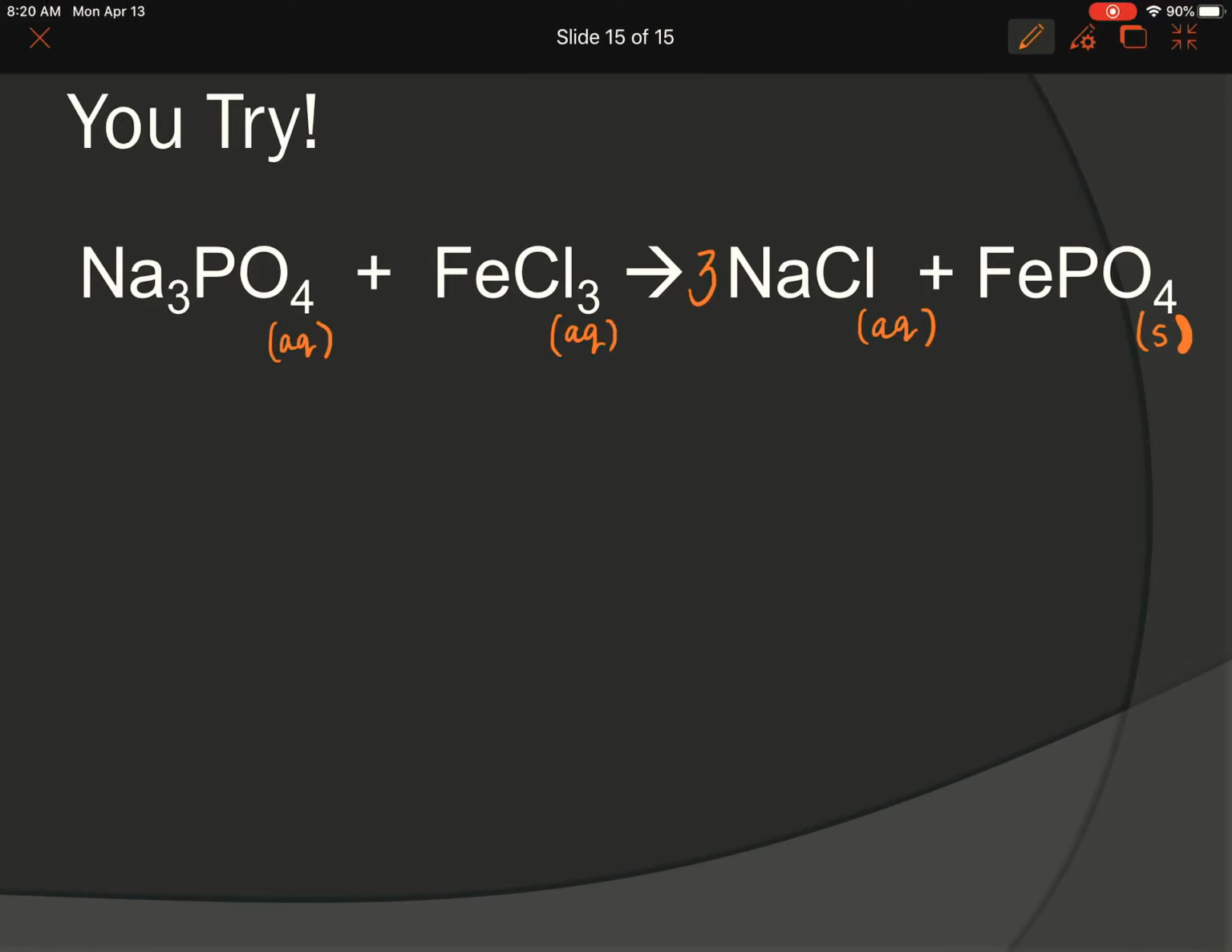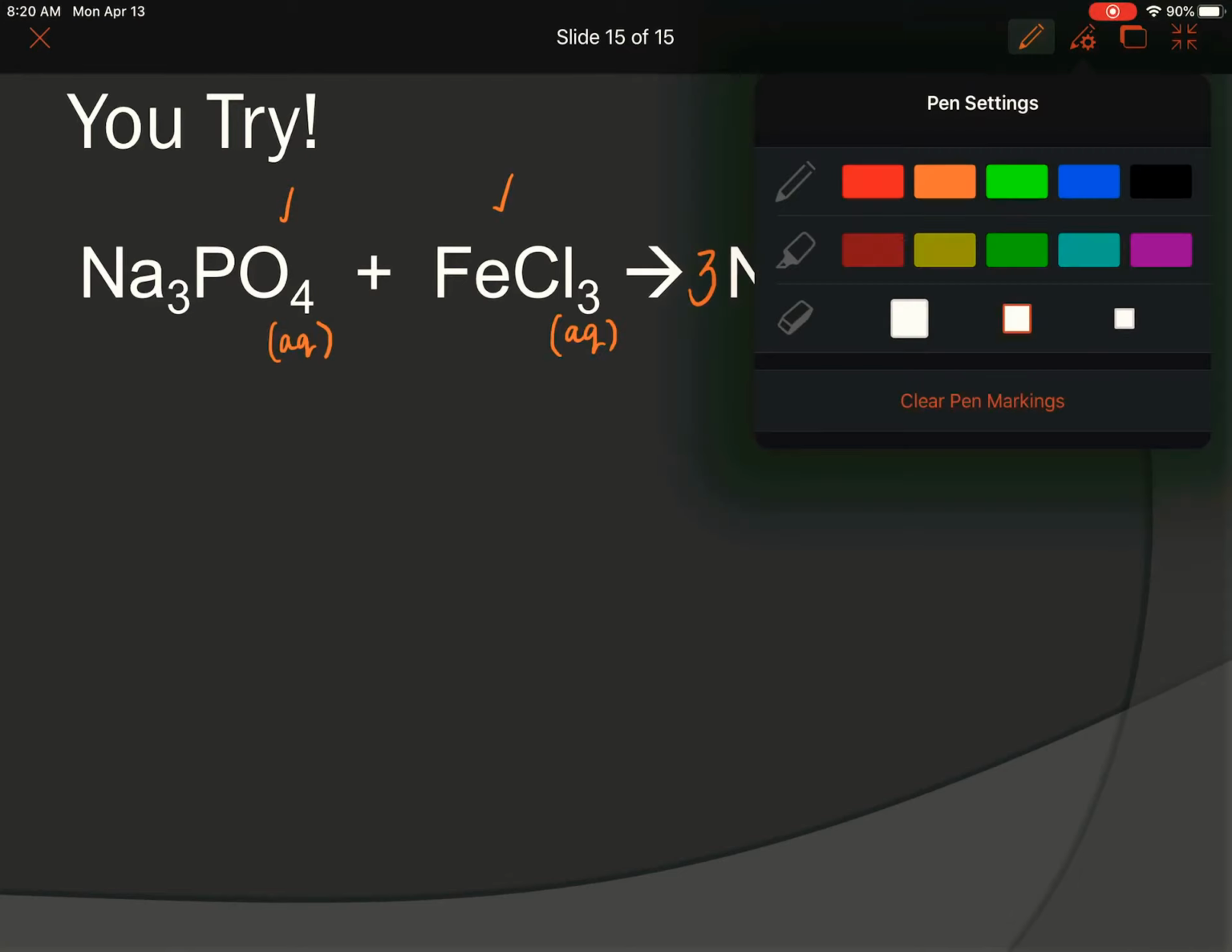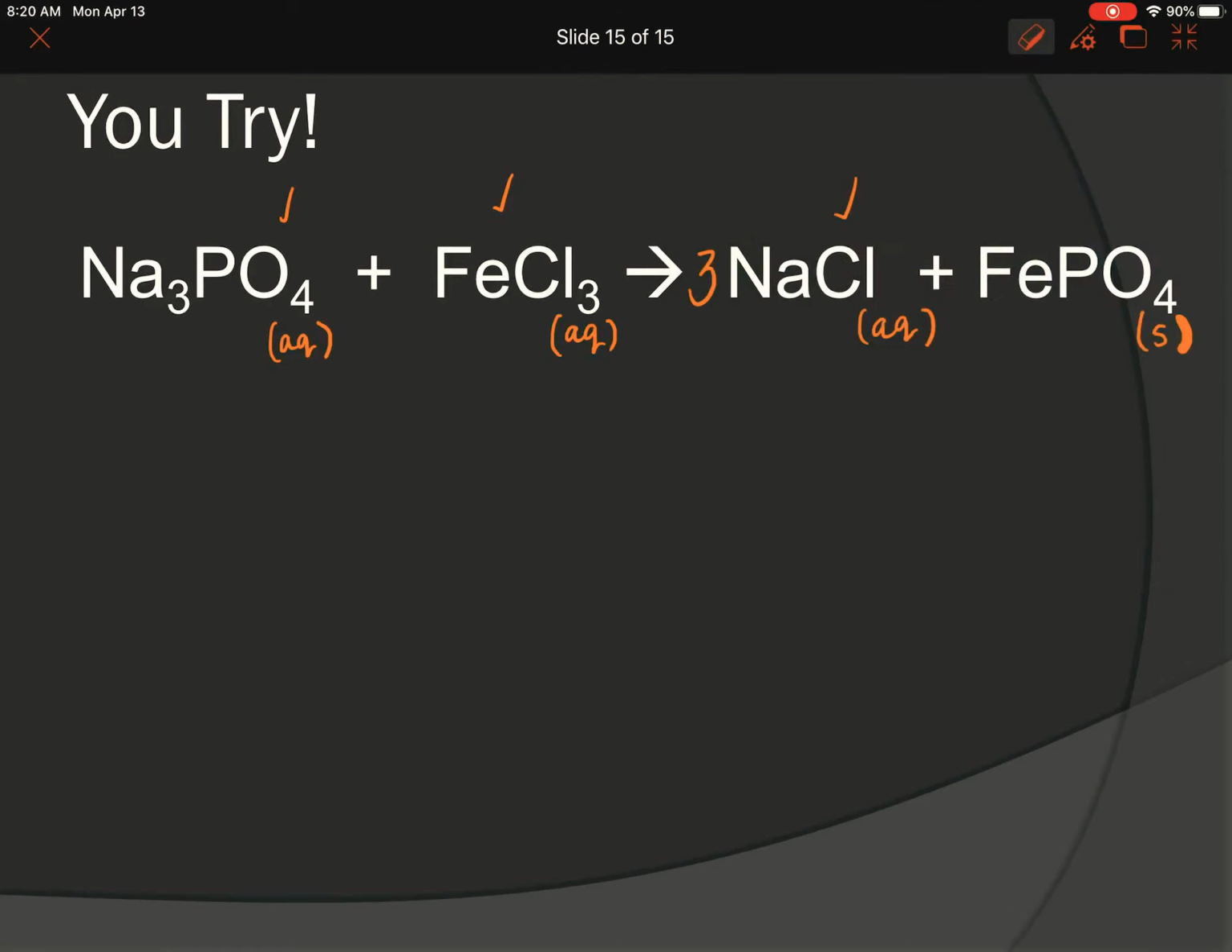Now let's say that you were doing this, you're like, gosh, I know that all of these are aqueous for sure, but I'm not sure about this iron phosphate. If you're being asked to write a net ionic equation, something has to be a precipitate, something has to react, which means that if by process of elimination everything else is aqueous, this last compound must be a precipitate. It's the only thing that makes sense. Otherwise, there would be no reaction and you'd have no job to do.